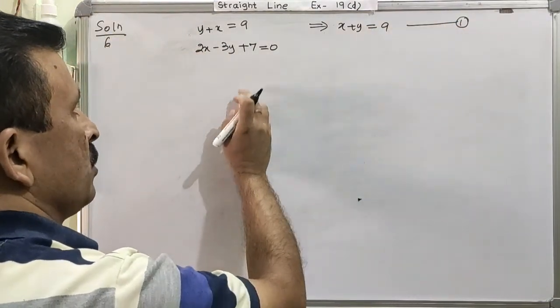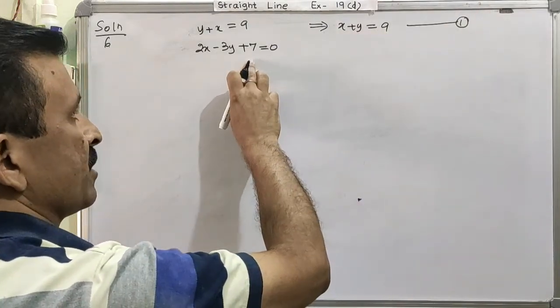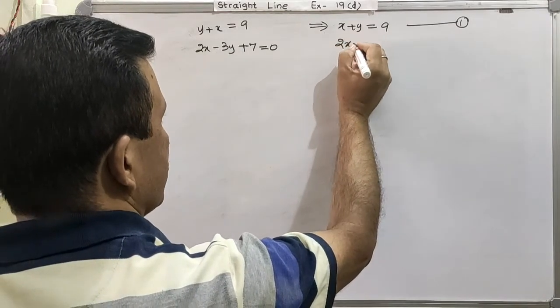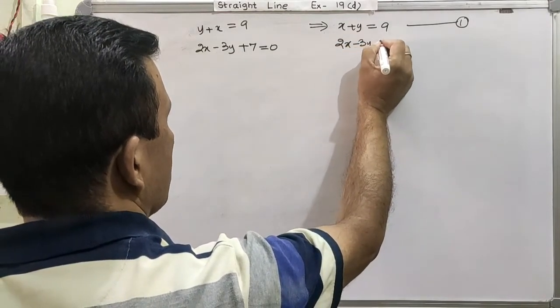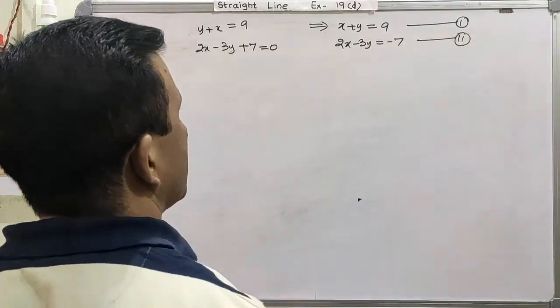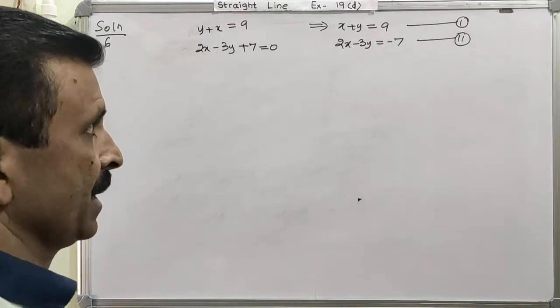Now in equation number 2, in the first equation, because we have constant on the right hand side, so here also we will try to take this constant on the right hand side. So the second equation is 2x minus 3y is equal to minus 7, and now this is equation number 2. After this, now we will start operating it.